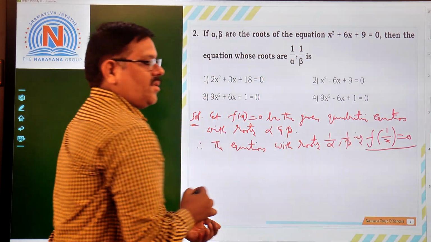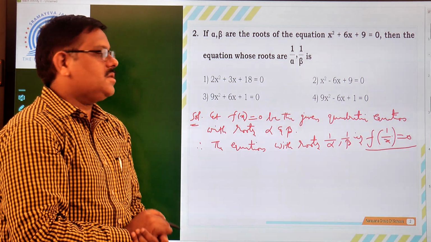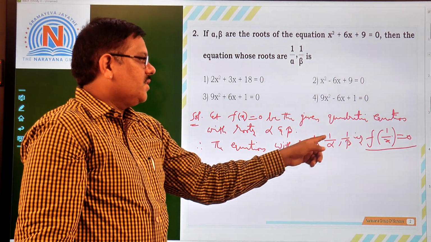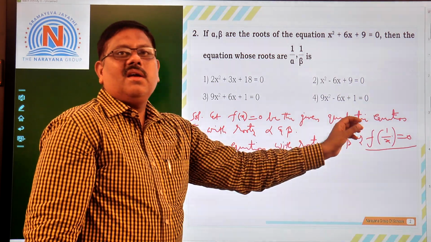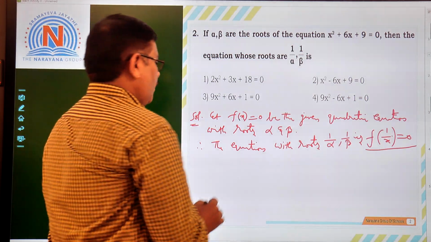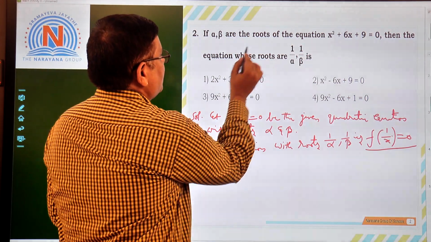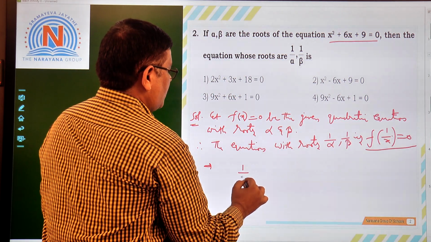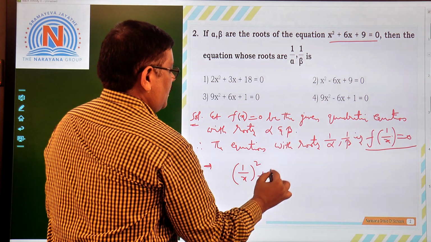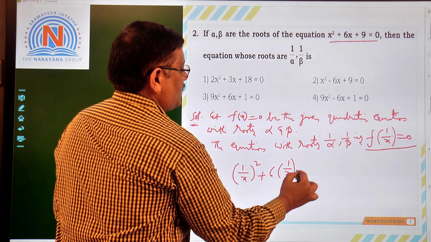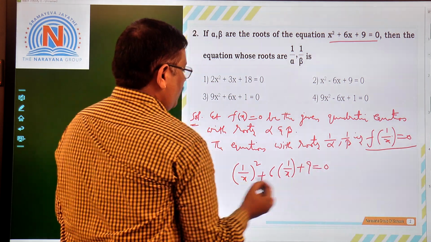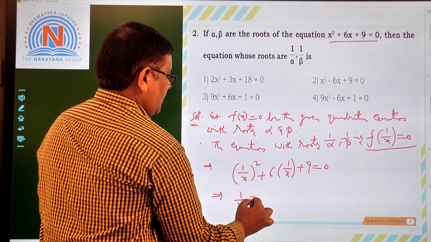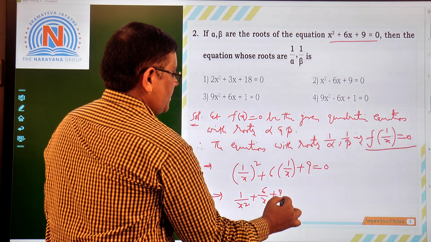This is a very important transformation. It is again a transformation of equations. So whenever you have f of x equals 0 with roots alpha and beta, the equation with roots 1 by alpha and 1 by beta is nothing but f of 1 by x is equal to 0. That implies f of 1 by x, where f of x is x square plus 6x plus 9, is (1 by x) whole square plus 6 into 1 by x plus 9 is equal to 0. That is otherwise 1 by x square plus 6 by x plus 9 is equal to 0.